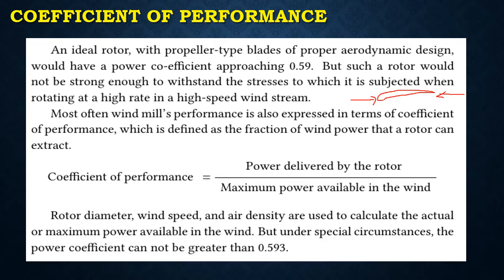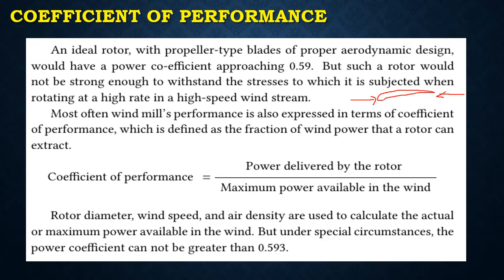So what is coefficient of performance? Here the coefficient of performance is the ratio of power delivered by the rotor to the maximum power available in the wind. It is similar to the earlier definition. Coefficient of performance is power delivered by the rotor to the maximum power available in the wind.